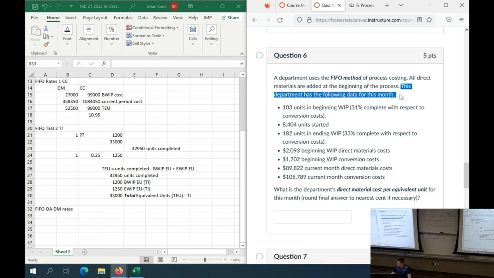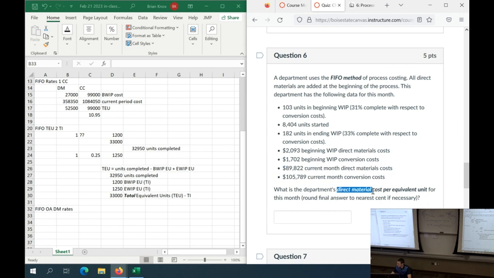This department has the following data for the month. We have 103 units in beginning WIP, 31% complete with respect to conversion costs, 8,404 units started, 182 units in ending WIP with 33% complete with respect to conversion costs. And then we have our beginning WIP direct materials and conversion cost numbers, and our current period direct materials and conversion cost numbers.